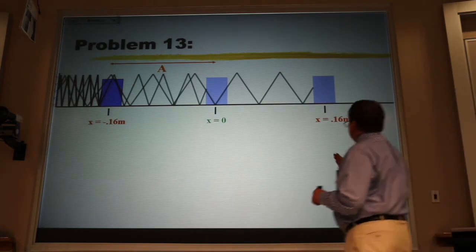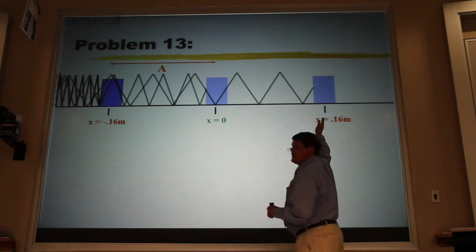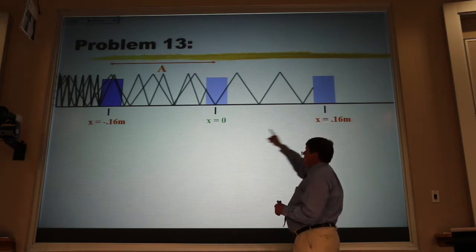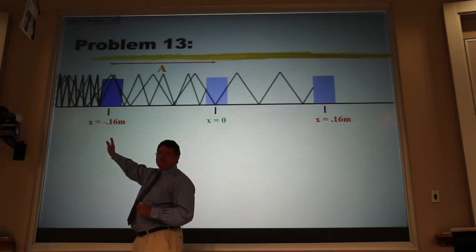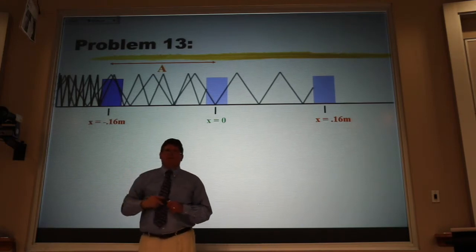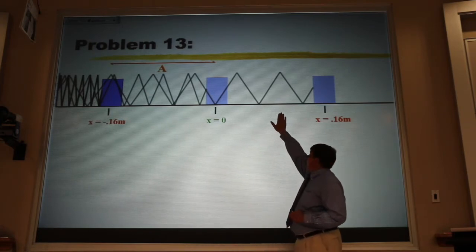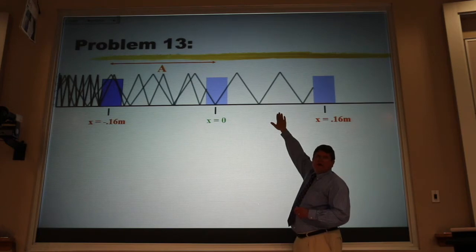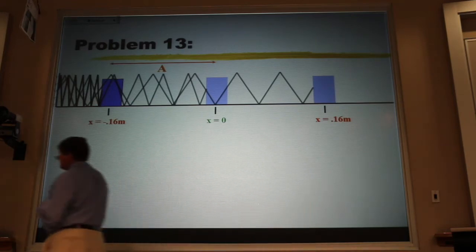So if you look at problem 13, the one that we didn't turn in, we have a horizontal oscillation where it's going back and forth between 16 centimeters to the right of equilibrium to 16 centimeters to the left of equilibrium. Back and forth, back and forth. Now they ask you to draw a free body diagram when it's at 12 centimeters to the right of equilibrium.